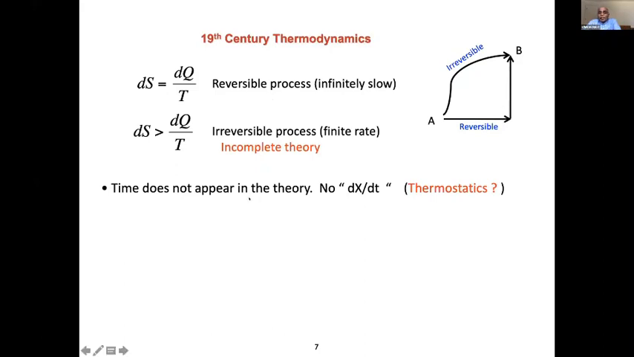In classical thermodynamics, you will not find the time derivative of anything. It is all initial and final state. Processes are not included. So if you look at classical thermodynamics or physical chemistry books, there is thermodynamics in one part and kinetics in the other part. They are two separate things.